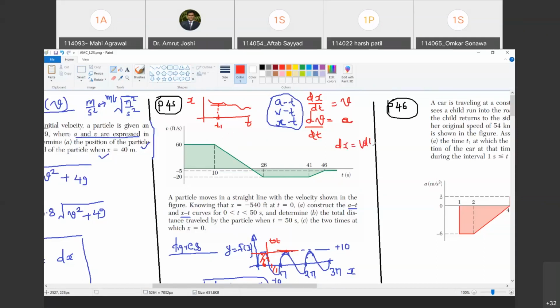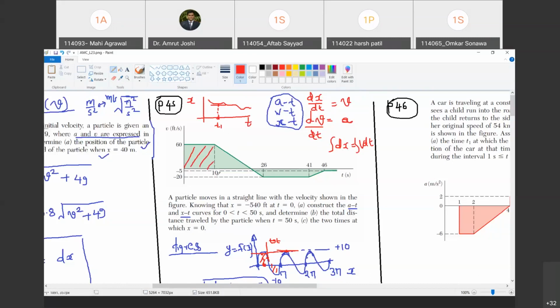Yes, sir. And if I integrate both sides, I get change in position as the integration of the velocity time diagram. इसका मतलब क्या है जरा देखो. What is the change in position? Change in position कहना है. It is not the position itself. What is the change in position from t equal to 0 to t equal to 10 seconds?